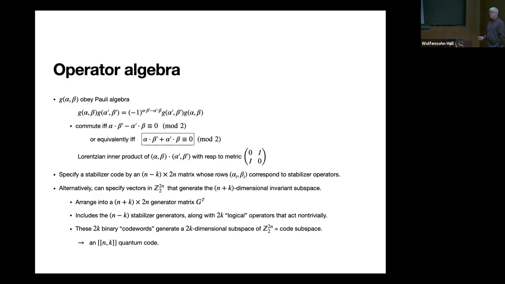Okay, so here's the operator algebra of these projection operators. You may recognize this, it looks very much like the operator algebra for Dyon operators in four-dimensional gauge theory. They commute up to a sign, and the sign is given by the symplectic product of these alpha beta vectors. So this is the algebra of these projection operators in general. It's called the Pauli algebra. And so it's very easy to see when these commute, we want the symplectic product here to vanish modulo 2. Since we're working modulo 2, we can change that minus to a plus sign. And we recognize this now as the Lorentzian inner product with respect to that metric there, of signature n comma n.